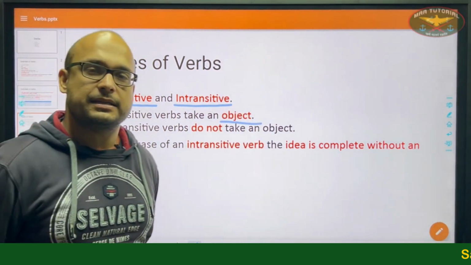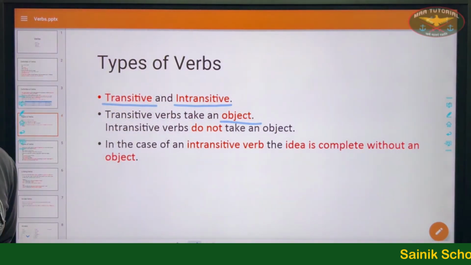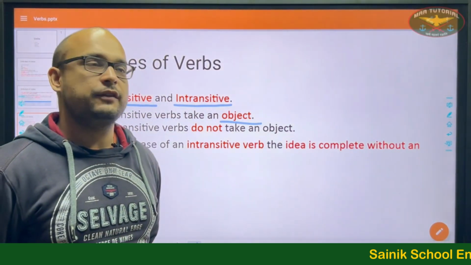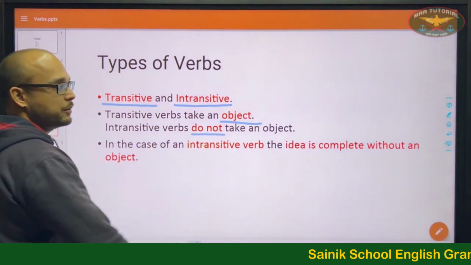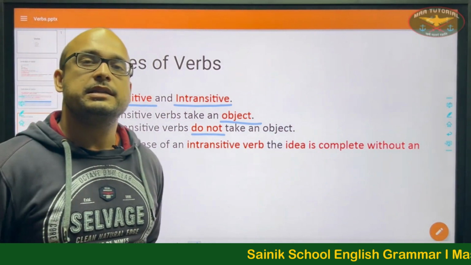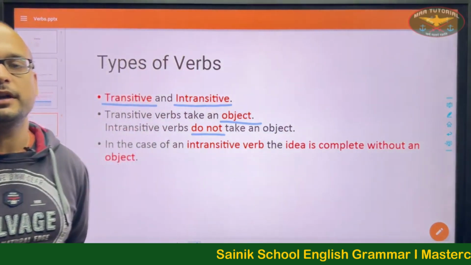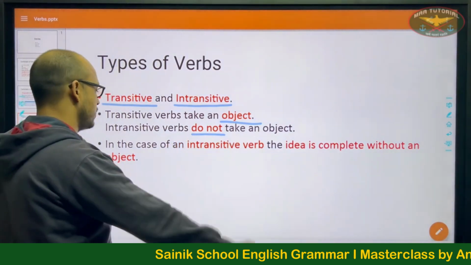I play cricket. The verb play is taking the object cricket there. Here play is being used transitively. Intransitive verbs do not take an object. I am sleeping. Sleeping there is an intransitive verb. It is not taking an object. Intransitive verbs do not take an object.